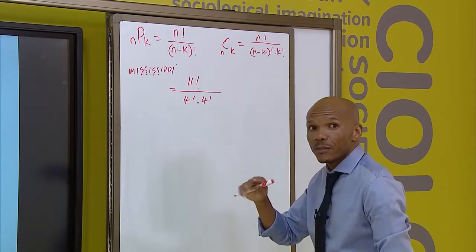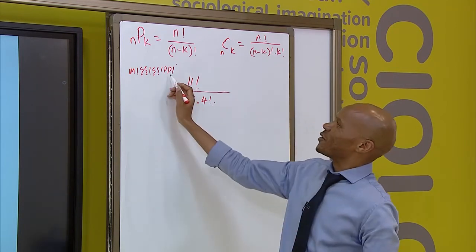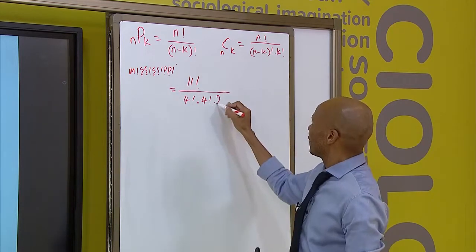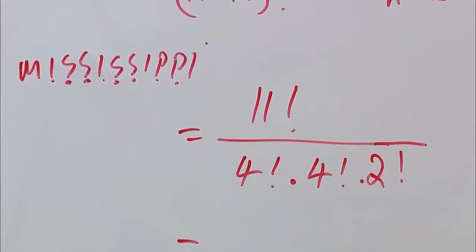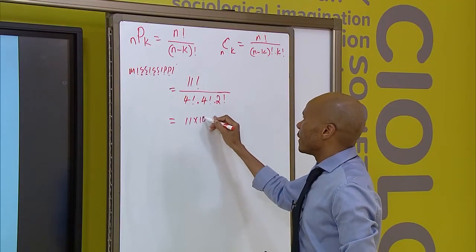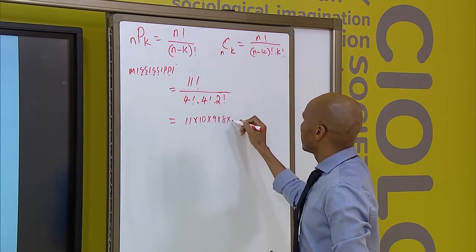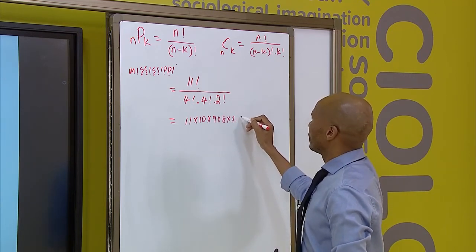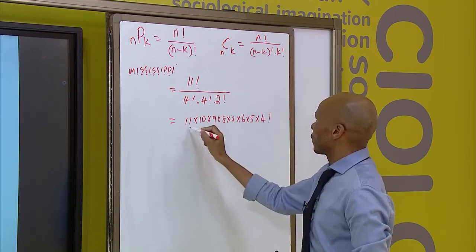All right, and you've got 2 P's. So you've got 2 factorial. So what will that be? So that will be 11 times 10 times 9 times 8 times 7 times 6 times 5 times 4 factorial.